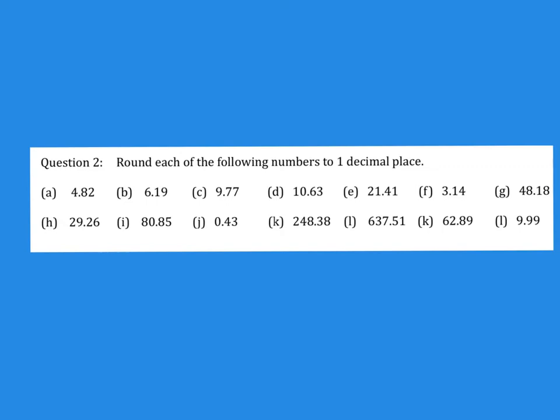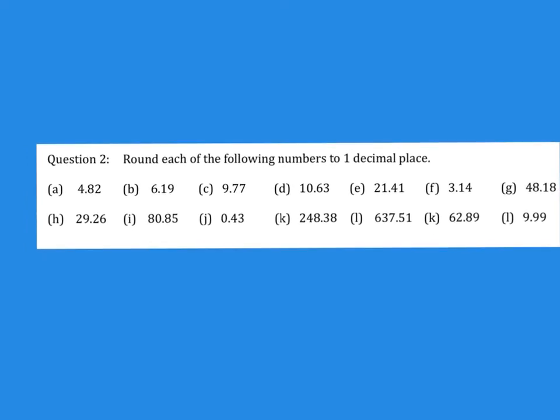Okay, so now we're looking at examples where we don't have that number line to help us, and we don't have a choice of numbers to choose from, okay? So we have to use our knowledge of rounding up or rounding down to help us. The first one is 4.82. If I'm focusing on this 82, rounding to 1 decimal place, is it closer to 4.8 or 4.9? Well, it's closer to 4.8, so your answer here would be 4.8.